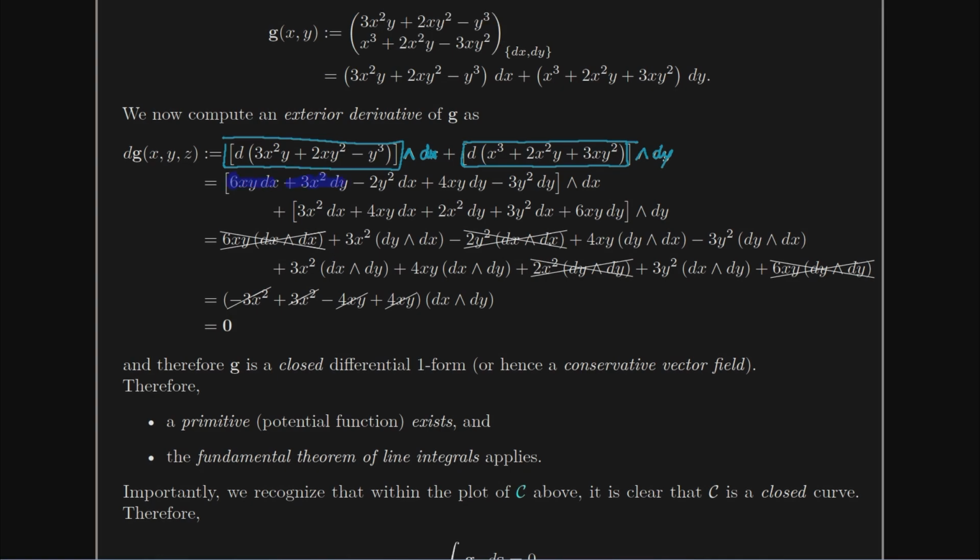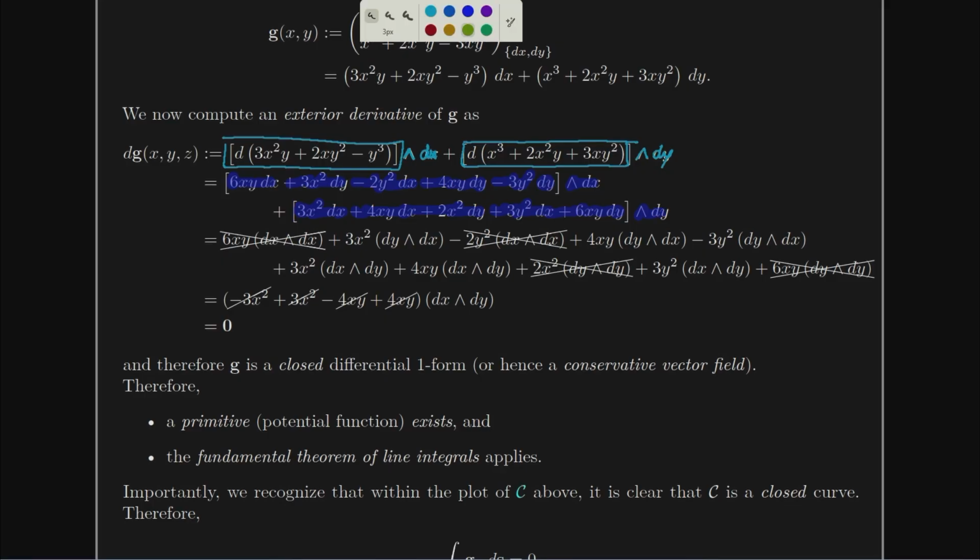Then another product rule, negative 2y squared dx plus 4xy dy. And then just the derivative of y cubed, negative 3y squared dy. That's all going to be wedged against dx. Then the second term, I'll have the derivative of x cubed, which is 3x squared dx, then a product rule, 4xy dx plus 2x squared dy, and then another product rule, 3y squared dx plus 6xy dy. All of that was wedged against dy.